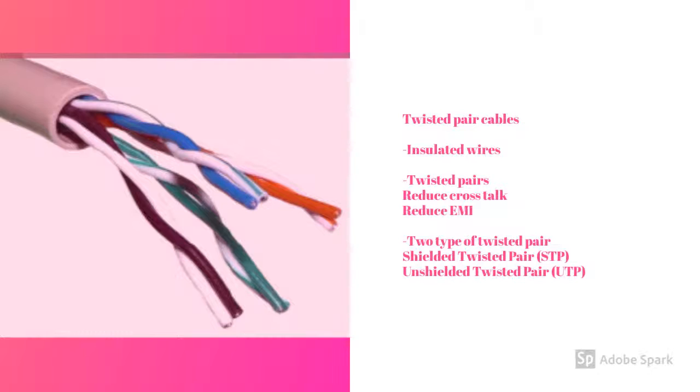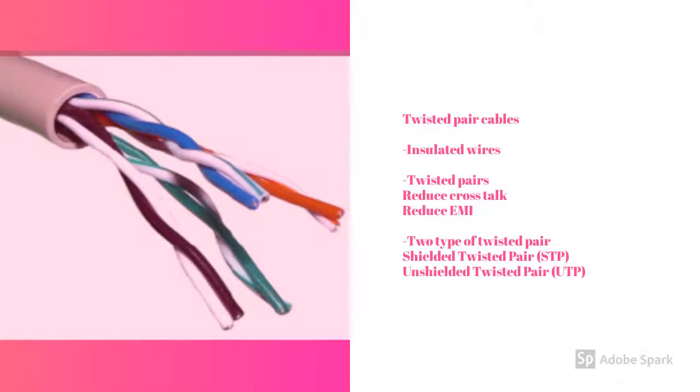Let's start by looking at twisted pair cabling. This cabling is made up of various insulated wires which are twisted in pairs around each other. The reason why pairs of wires are twisted is to reduce crosstalk and electromagnetic interference. Crosstalk is electrical interference from the other wires found within the cable.